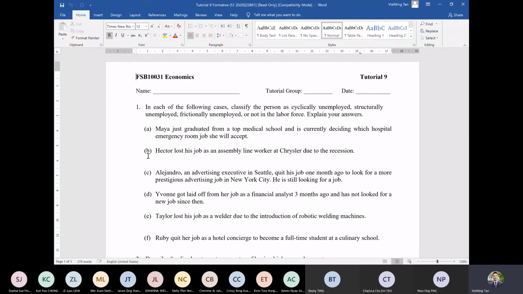Maya just graduated from a top medical school and is currently deciding which hospital emergency room job she will accept. Frictionally unemployed. Yes, the answer is frictional.